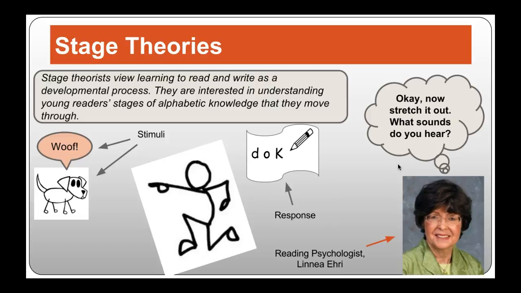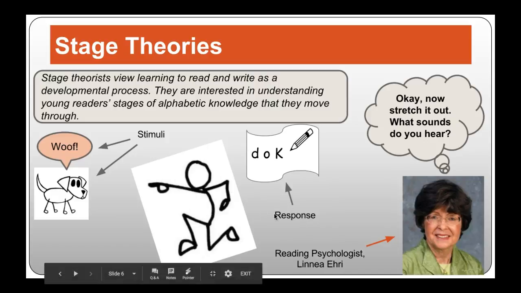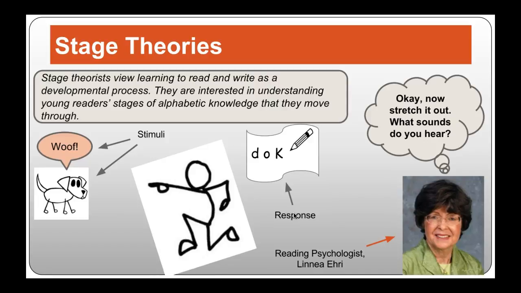So let's take the idea of the dog and the boy, okay? So the dog says woof and the boy is pointing. So we still have those stimuli and we have the response, but the stage theorists aren't so much interested in the relationship between stimulus and response. They're a little bit more interested just in that response and how a learner's response might change over time. And at a certain stage, which you'll read about in the chapter, right? A boy might write dog like that, right? As he says dog.